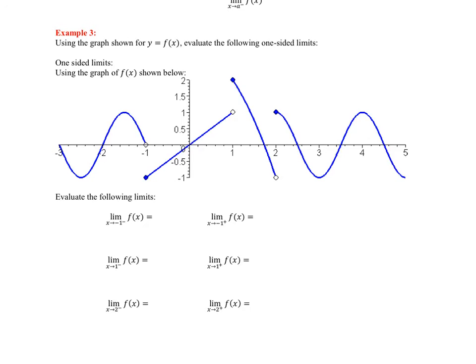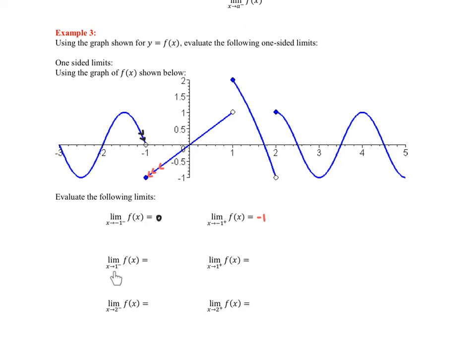Example 3. Using the graph shown for y equals f of x, evaluate the following one-sided limits. So let's use this graph. Evaluate these limits. So the limit as x approaches -1 from the left of f of x. So as I approach -1 from the left, what's my output there? It's going to be 0. Okay, what about -1 from the right? Well, it looks like my limit there is going to be -1. Right, so what about the next example?